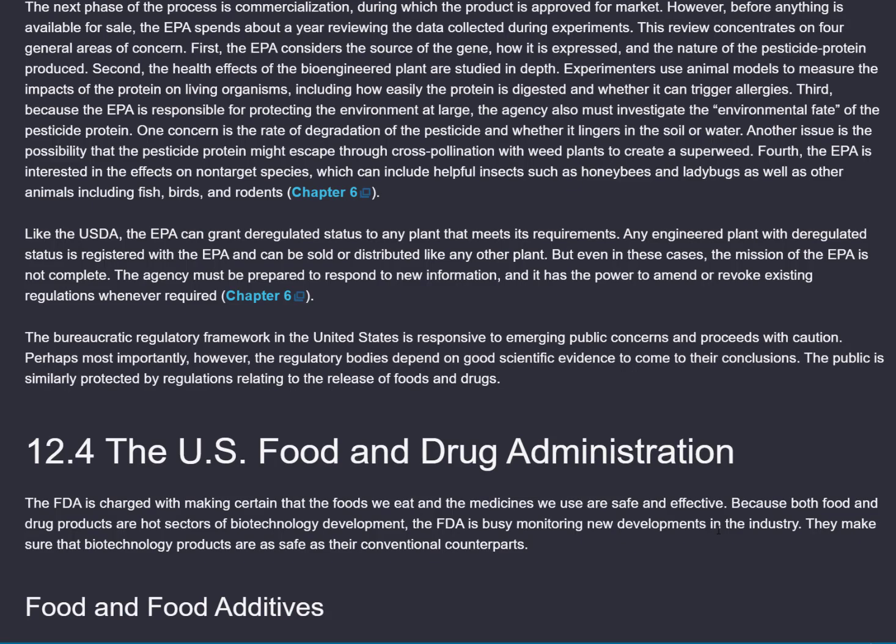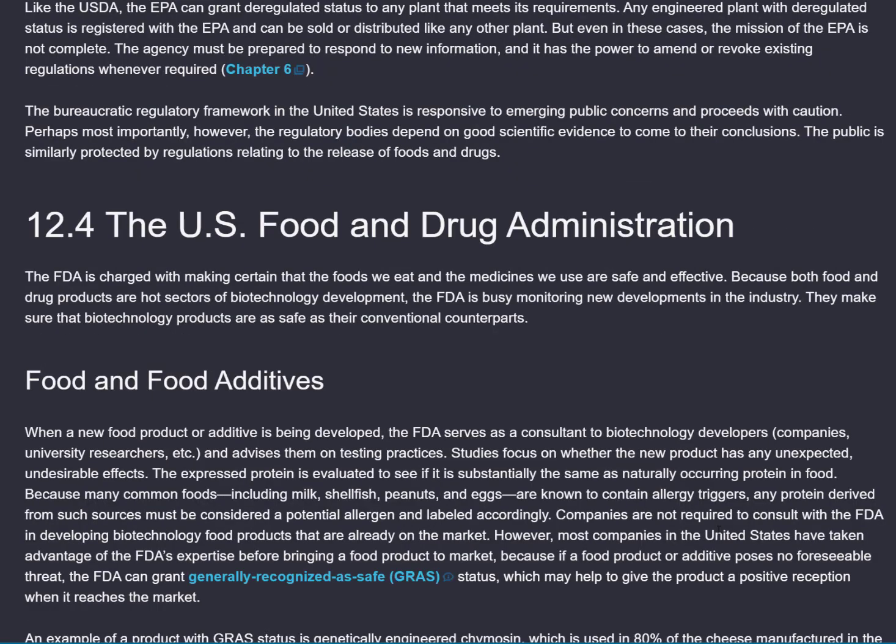Like the USDA, the EPA can grant deregulated status to any plant that meets its requirements. Any engineered plant with deregulated status is registered with the EPA and can be sold or distributed like any other plant. But even in these cases, the mission of the EPA is not complete. The agency must be prepared to respond to new information, and it has the power to amend or revoke existing regulations whenever required.